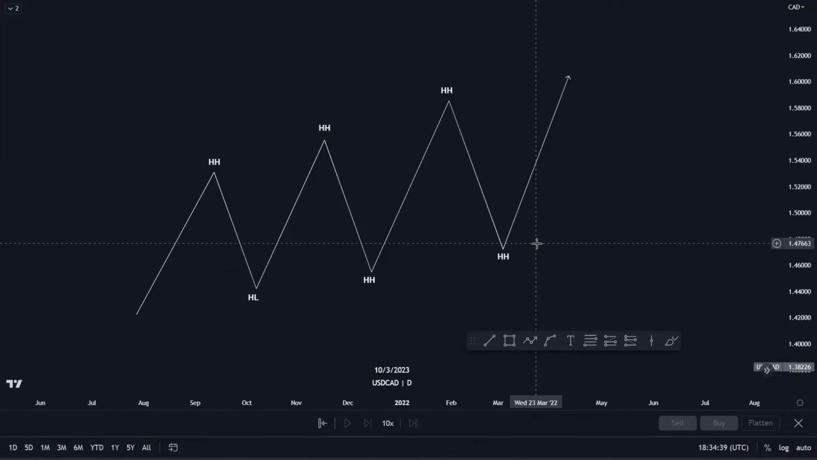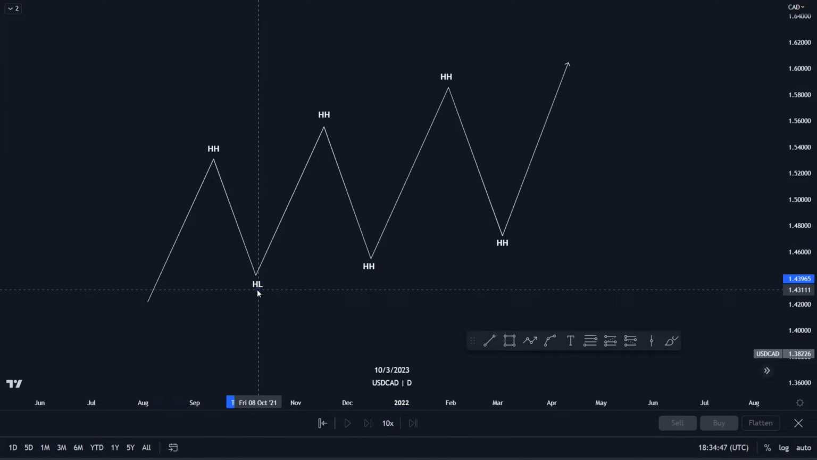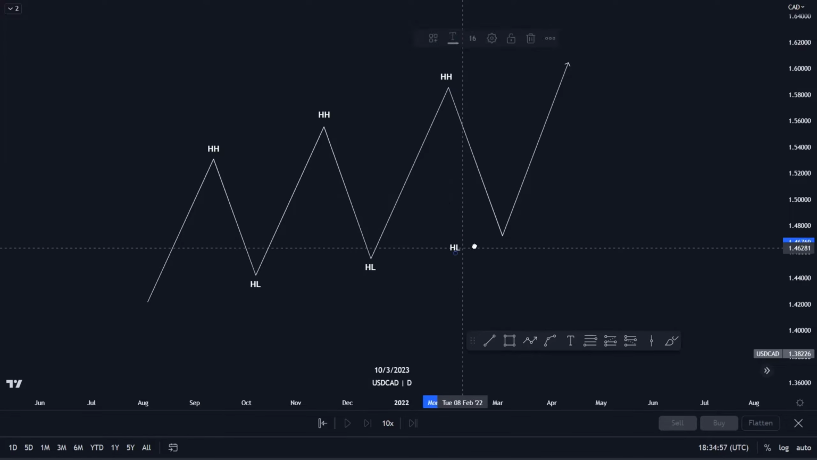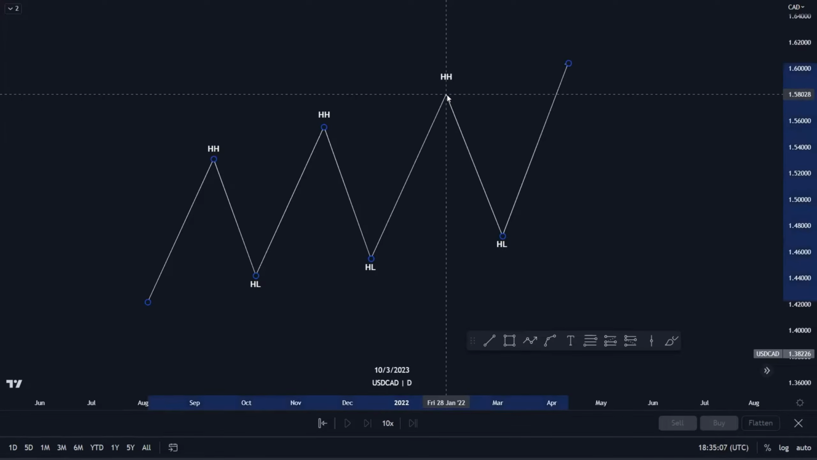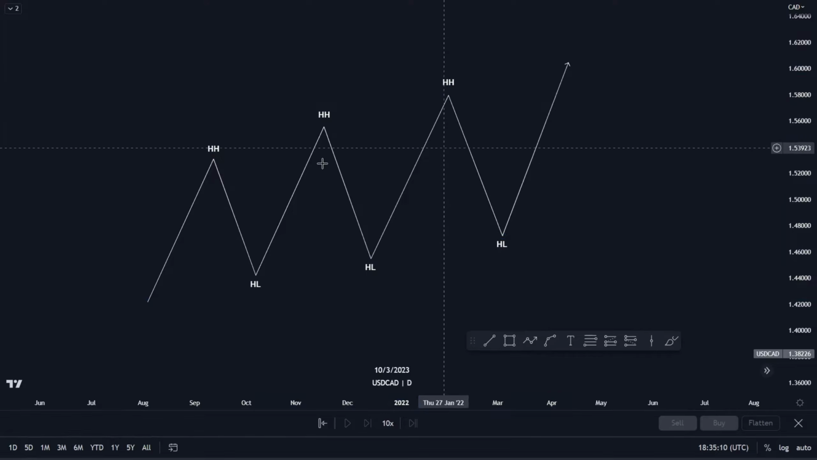So now, one of the rules and properties of a bullish trend: in a bullish trend, we're looking forward to our higher lows being respected and our higher highs being violated. Meaning that in a bullish trend, our higher highs are weak and our higher lows are strong.